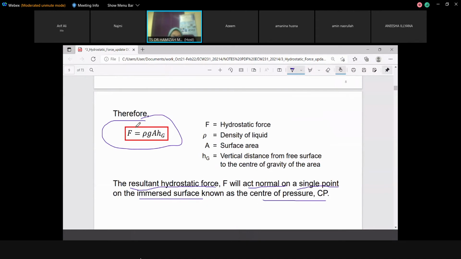Okay, the force ni mesti act dekat center of pressure. Okay, what is the area here? Area kat sini maksud dia ialah area containing fluid or area displaced fluid. Okay, maksudnya you ada real area ataupun imaginary area.